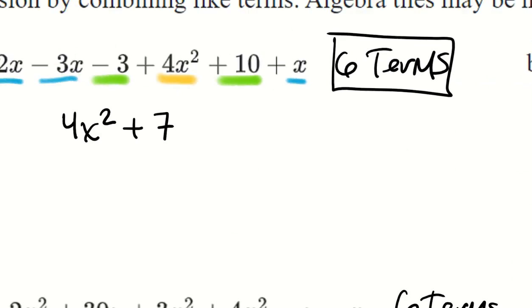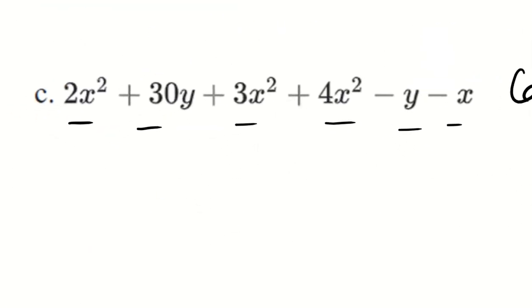Let's go on to part C. Again, C had 6 terms originally. That was part of the question. But now let's go ahead and get rid of those terms. So let's group these together. I do see that I have a 2x squared, a 3x squared, and a 4x squared. I also have, that's interesting, a positive 30y and a negative y. And the other thing I have is this one x tile that's all by itself.